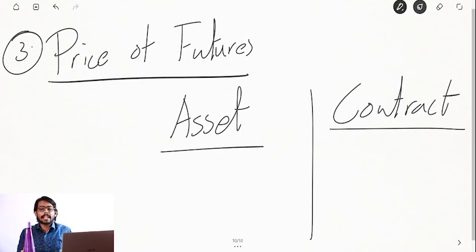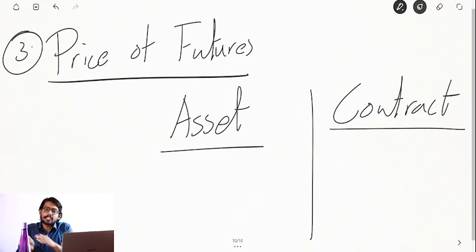Okay, you are buying this building. Today the rate is 1 crore. Or you are entering into a contract to buy this building after 1 year. What is the price quoted on that contract? Or rather, what is the price of that contract? Those mean the same, okay.